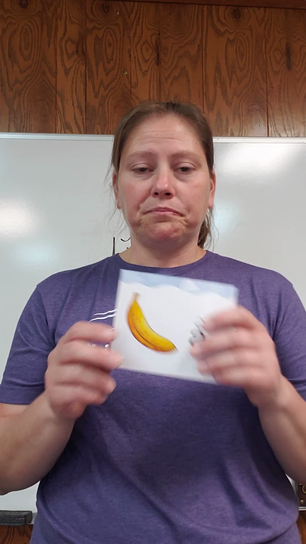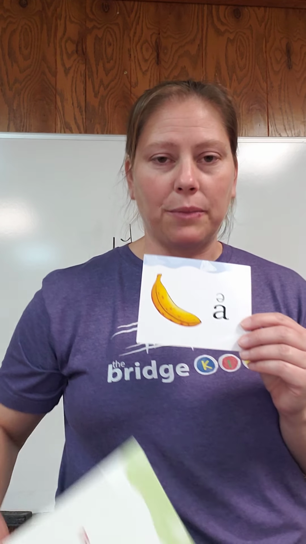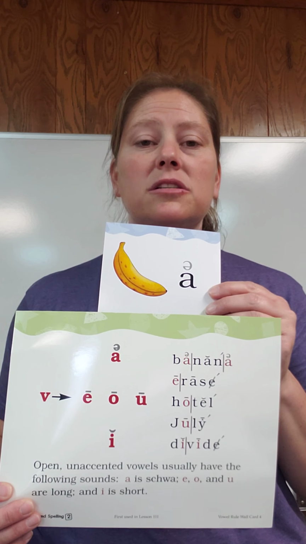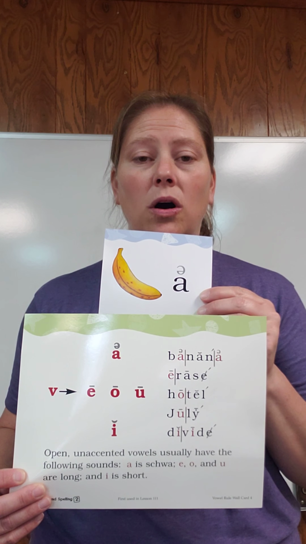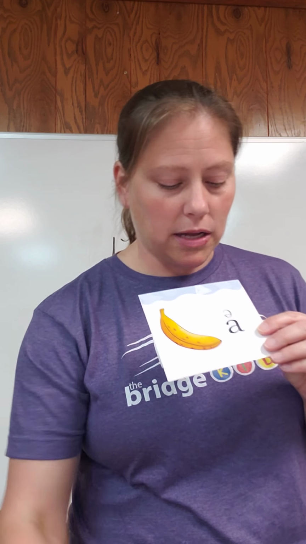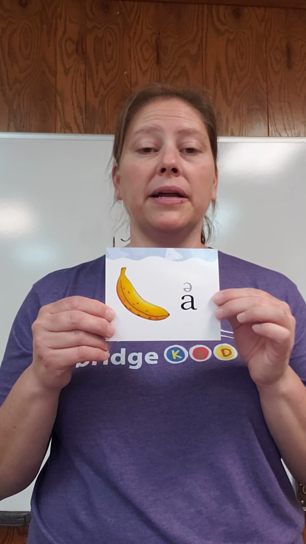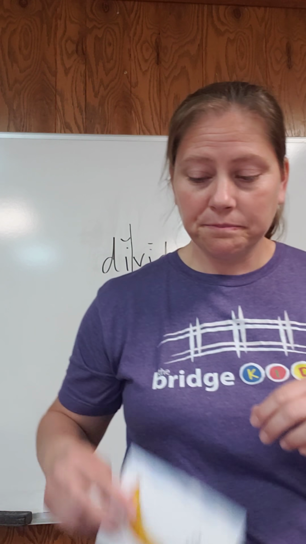Okay. Picture card. Banana. And you might remember that was one of the words on our wall card. Banana. So you can see with the split that it's a schwa A. All right, so it's got the upside down E. So when you see this card, that would be banana. Okay? All right. Anybody have any questions on that? Don't hesitate to ask.